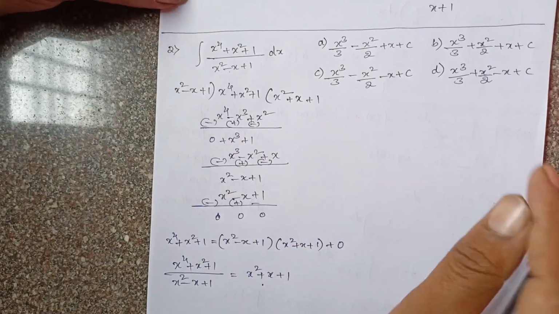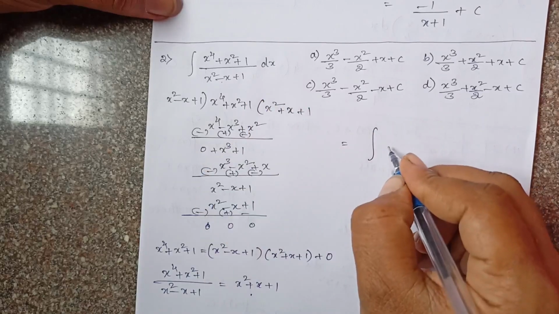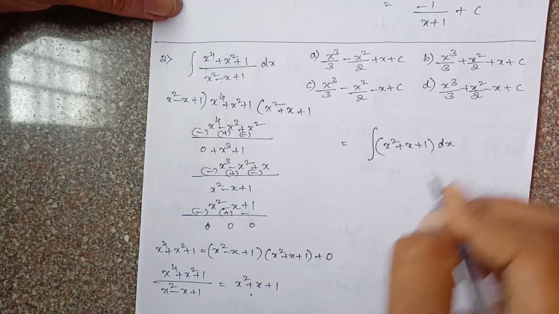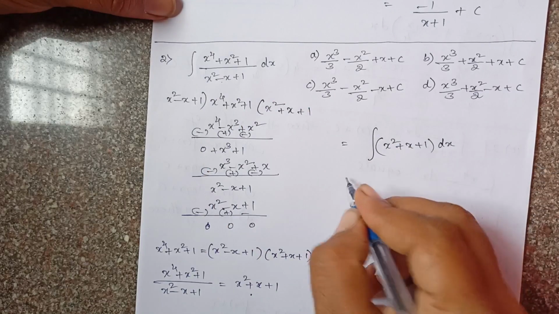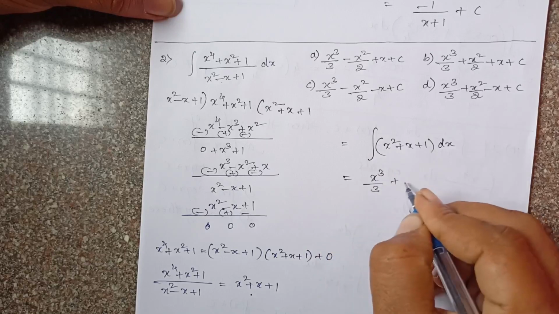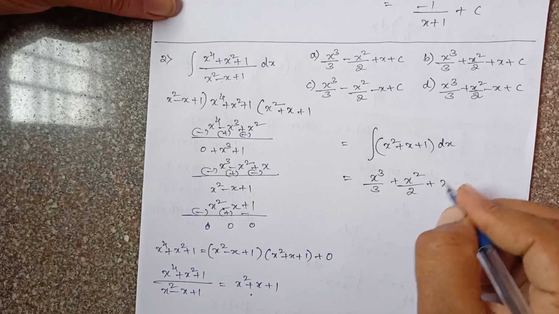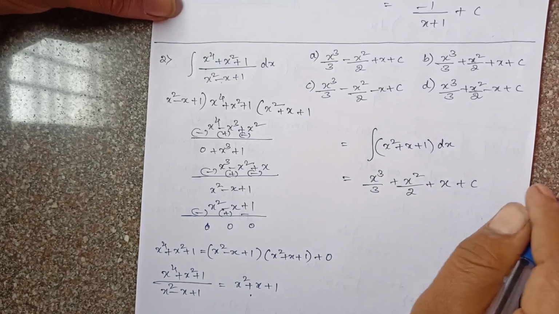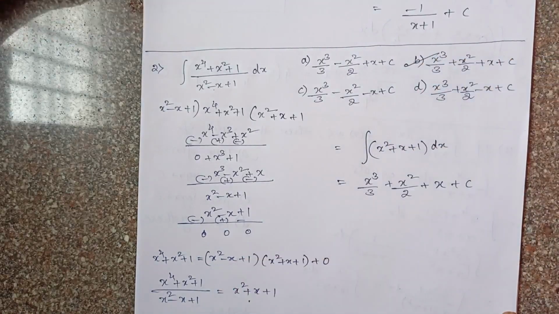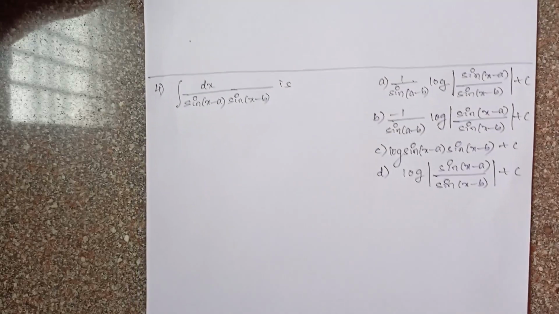So our integration of this term is nothing but integration of x square plus x plus 1 with respect to x. Now we can integrate it very easily. Integration of x square, x cube by 3, plus integration of x is x square by 2, plus integration of 1 with respect to x is x, plus c. Which option here? Option B is correct. This is about question number 2.